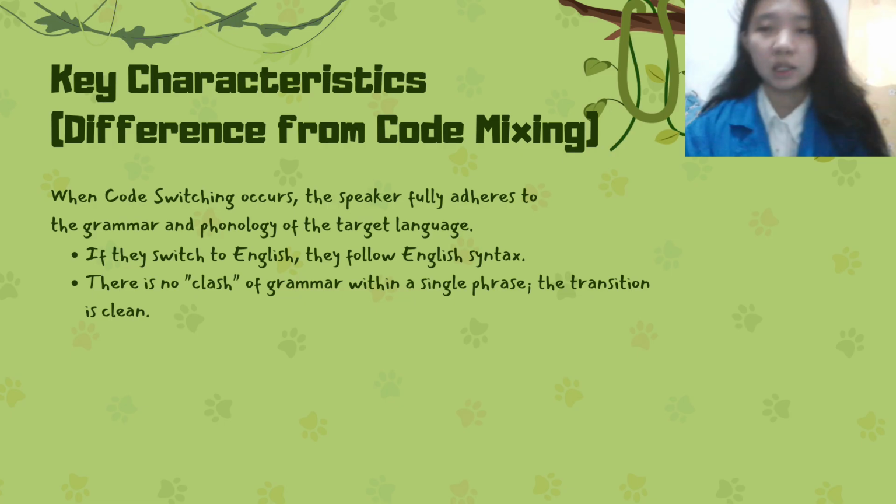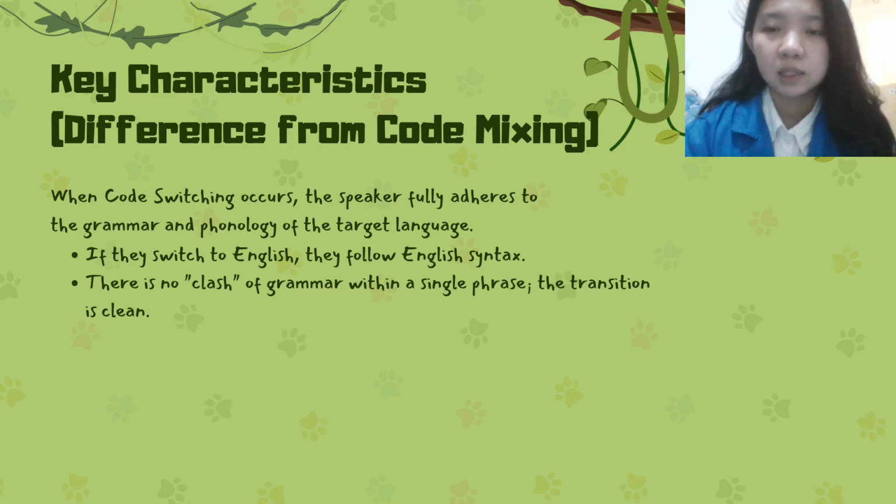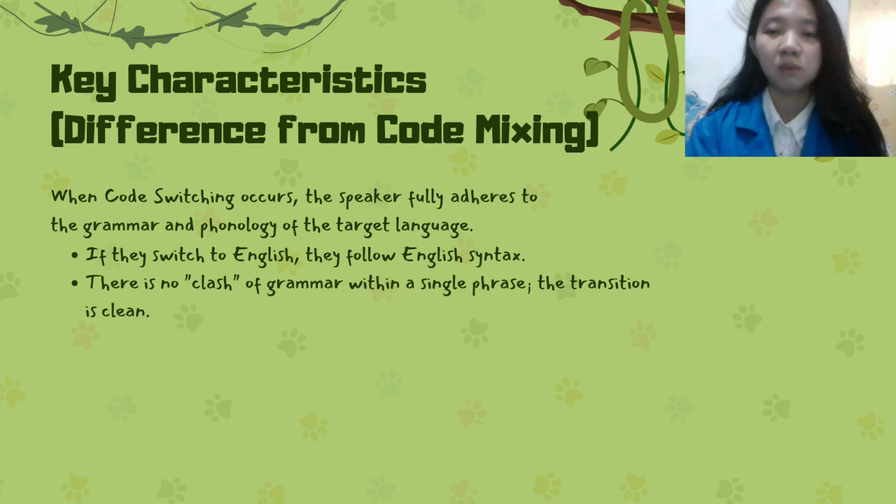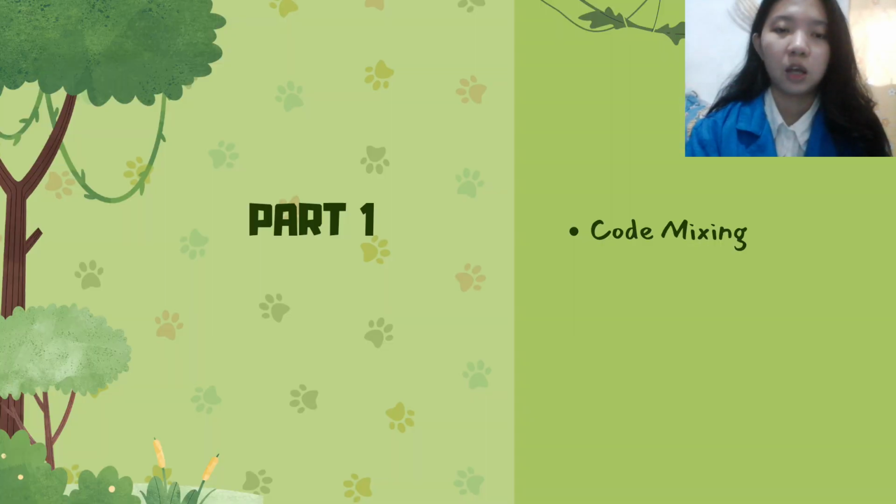This is what makes code switching different from code mixing. In code mixing, people often combine words or grammar from different languages in the same sentence. Meanwhile, in code switching, the speaker clearly changes from one language system to another without mixing the grammar. And we are moving on to topic number 2, code mixing.